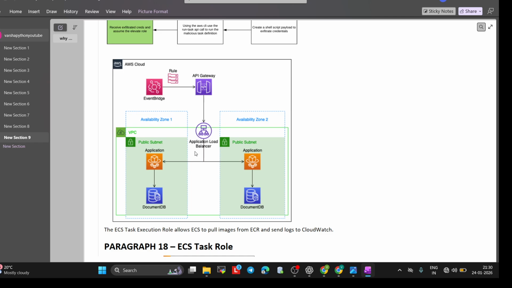Another key point here is that the execution role is defined at the task definition level and it is shared by all tasks launched using that definition. In a production environment, AWS provides a managed policy called AmazonECSTaskExecutionRolePolicy, which covers common permissions, but many teams customize their policy further to tighten security. So always remember that infrastructure level access should never be used by the application itself.